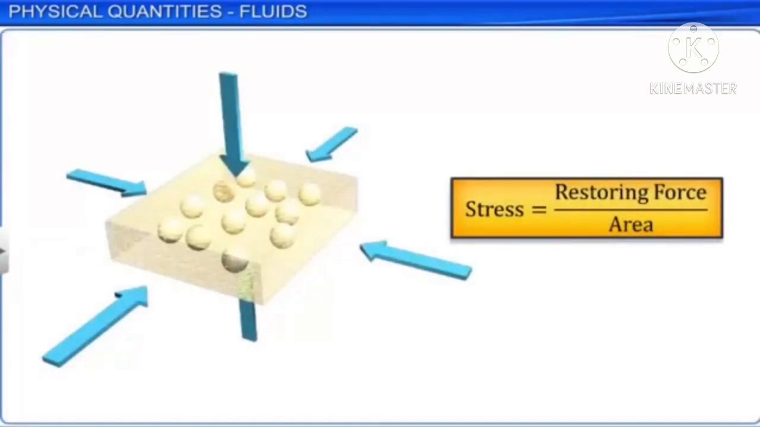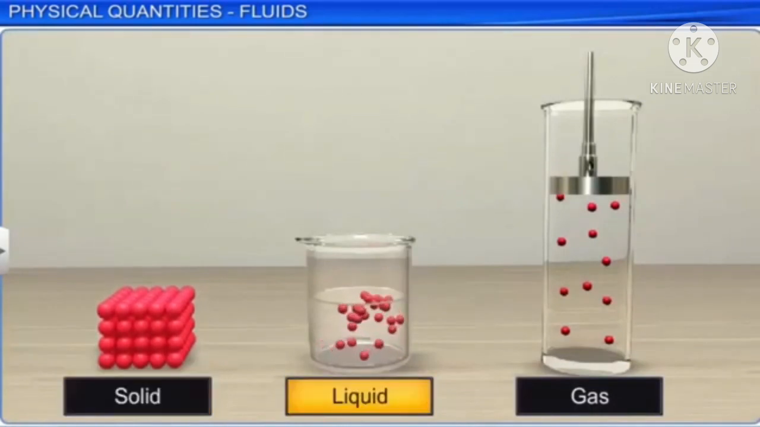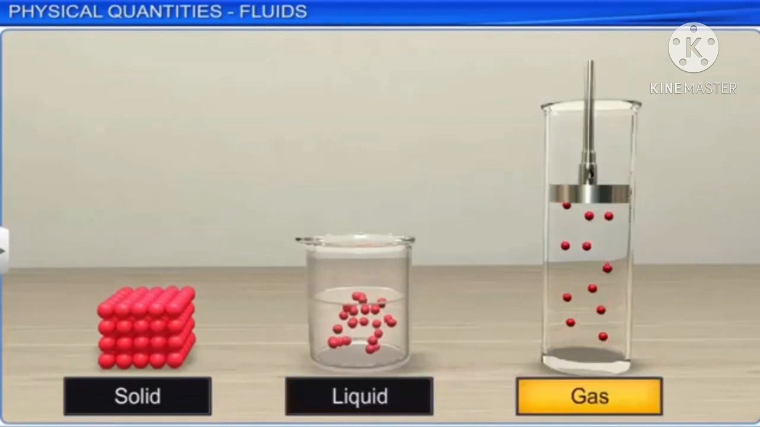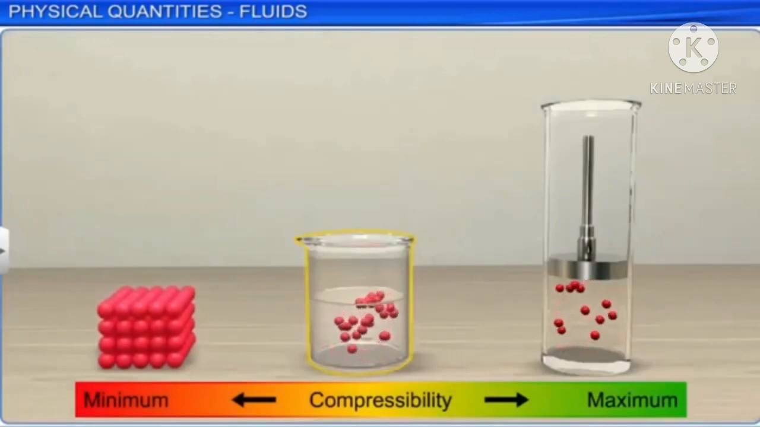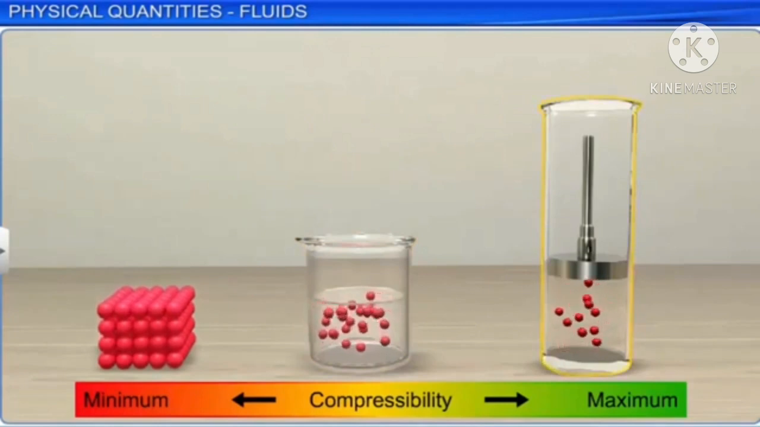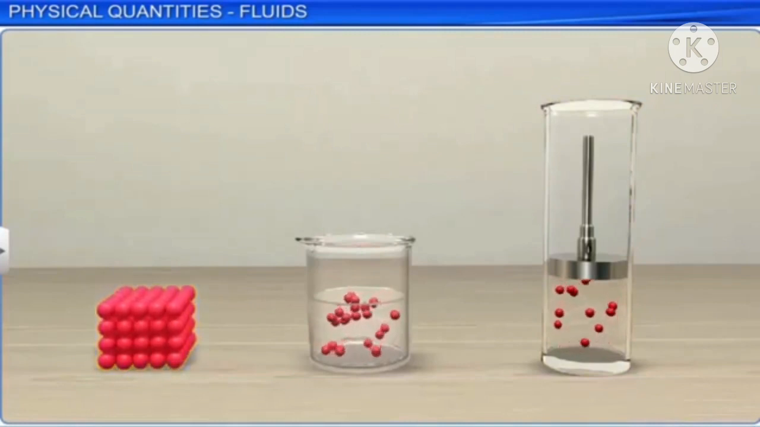Change in volume due to stress is negligible in solid, very small in liquids, and very large in a gas. Liquids are 10 to the power 5 times less compressible than gases, but are about 10 times more compressible than solids. This is because the molecules in a liquid are not as closely packed as in a solid, but are closer to each other as compared to a gas.